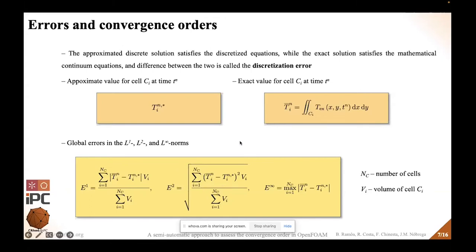But in my opinion, the L1 and L infinity are the right choices because they both together provide a more meaningful analysis of your error distribution. Obviously, if you have a Cartesian mesh, you don't need to use the volumes. You can simply divide by the number of cells since the volume here works as a weight for each error. But if they are all the same, you can simplify these expressions. But this is what you should use for the general case.